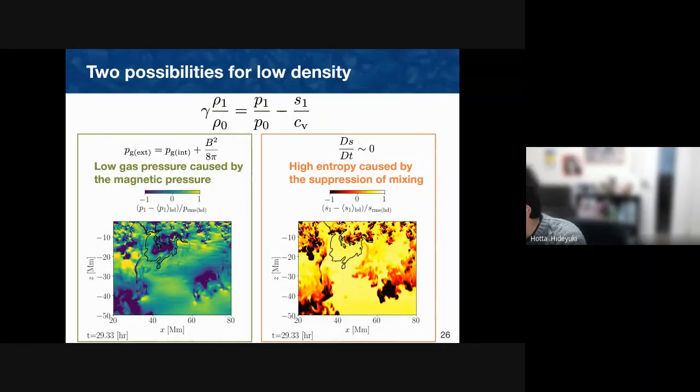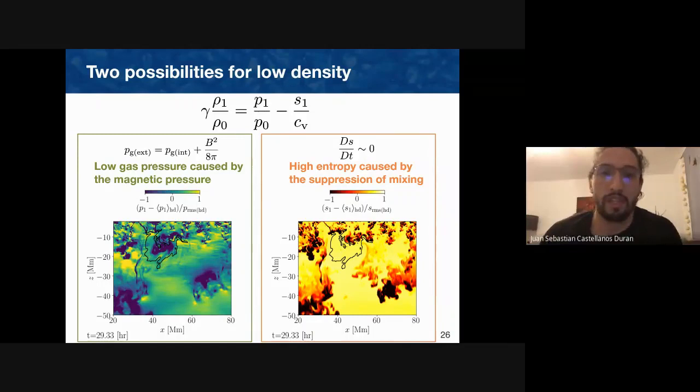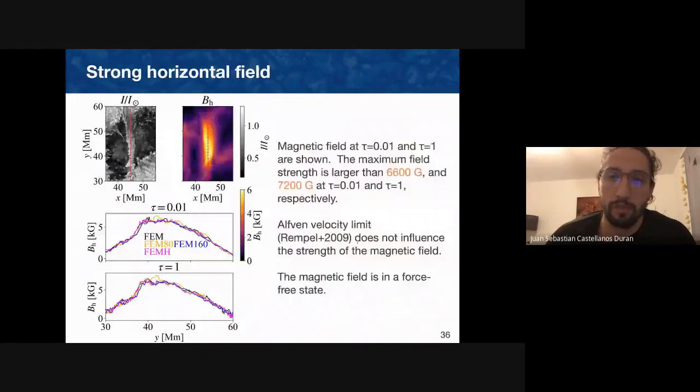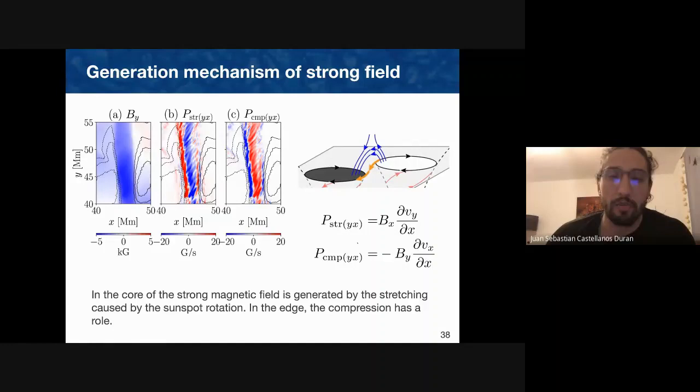Can I ask a question? Okay. Hi, Hotta-san, it's Sebastian from MPS in Germany. I'm wondering, in your slide 38, you showed your results about the strong fields in the delta spot. In your presentation, you showed that the stretching and the compression may play a role in the enhancement of the field. But also from your paper, you have these calculations about the reconnection that happens not inside the box, but outside, and it contributes to the enhancement of the field. That part is not really clear to me, and I would like to take the chance to ask you about it. Okay, thank you.